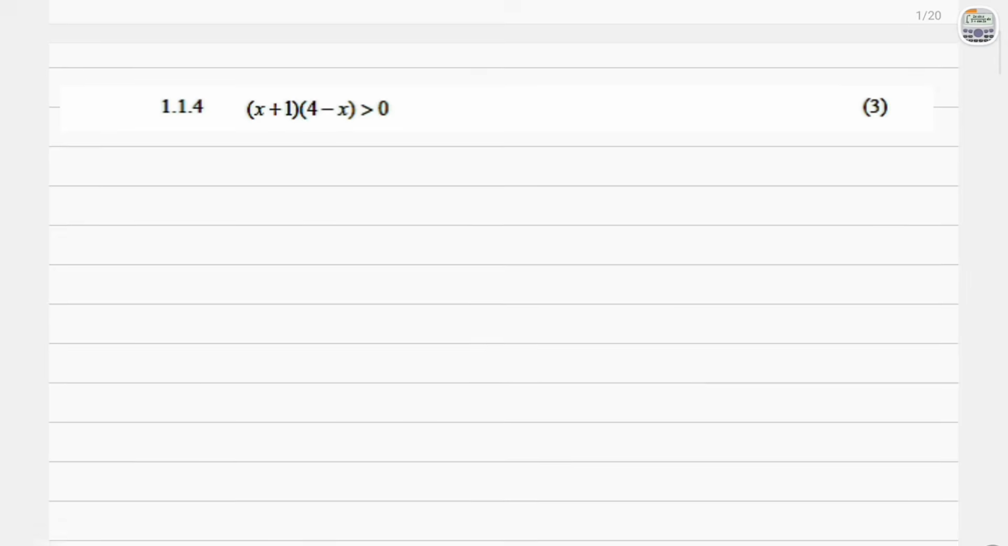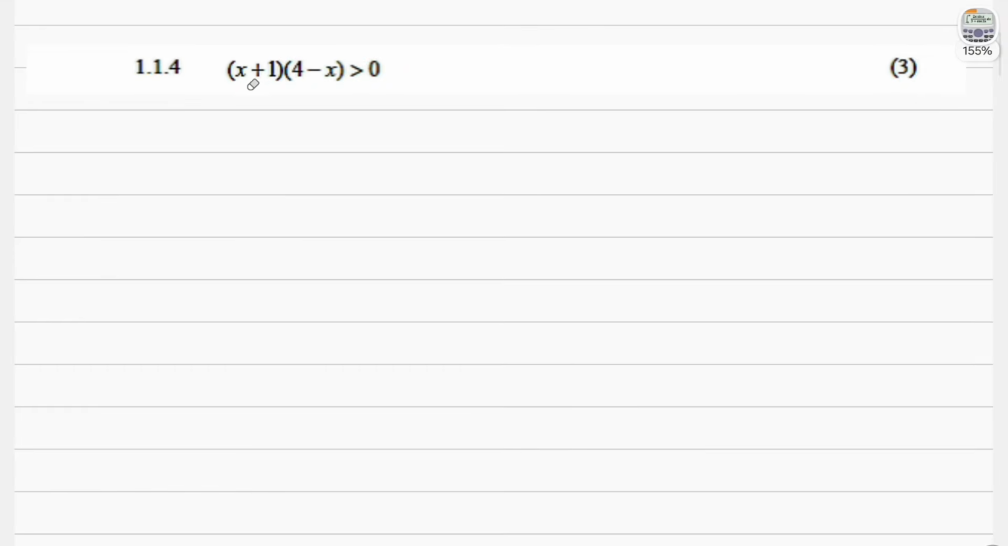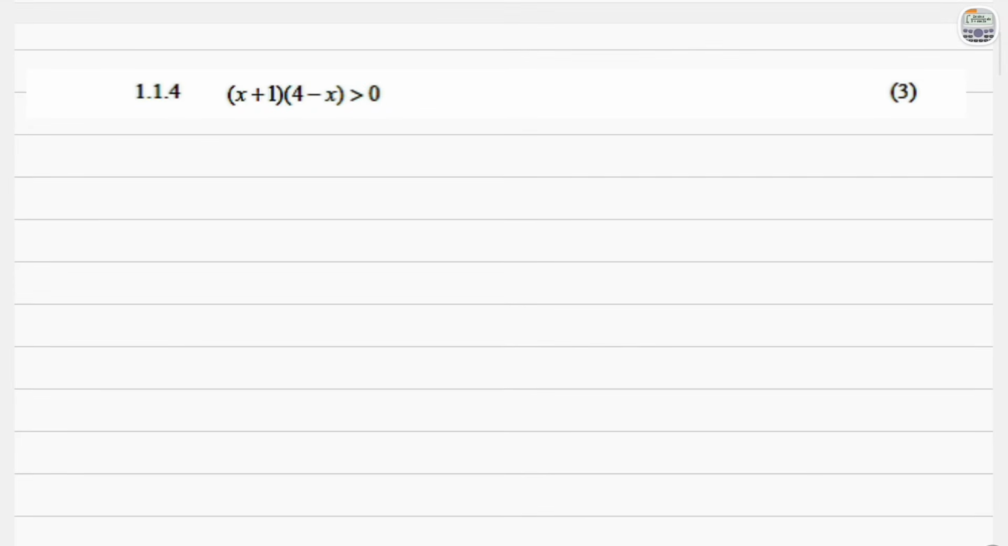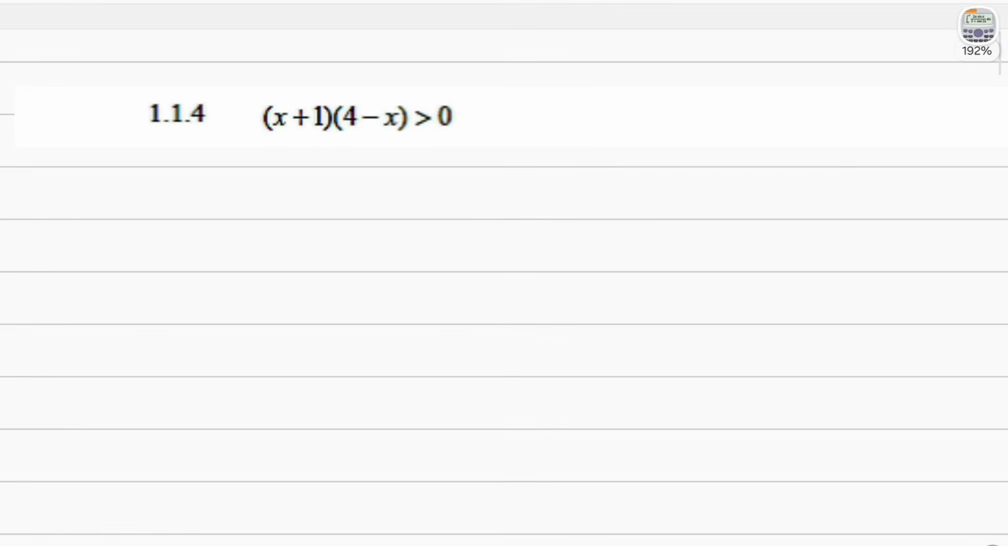Next, we have an inequality. So they've already factorized this for us. And so we can just find the critical values. But before finding the critical values, look at what would happen if we had to distribute. If you multiply the x with the 4, of course, you get the 4x. But if you multiply x with negative x, that gives us negative x squared. So this will be a quadratic equation or quadratic expression with the coefficient of x squared being negative, meaning it will form a concave down parabola. We'll just keep that in mind.